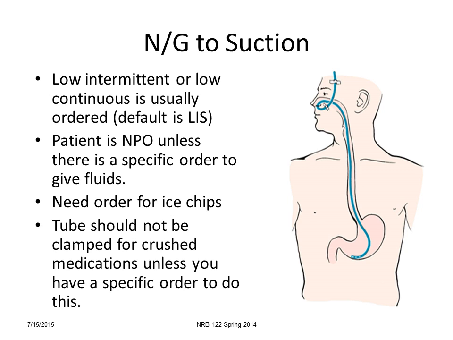So a patient is NPO if they have their nasogastric tube to suction unless we have a specific order to give fluids. You also need a specific order to give ice chips. Ice chips are not routinely ordered unless there is a reason for it. And the tube should not be clamped for crushed medications unless you have a specific order to do that.